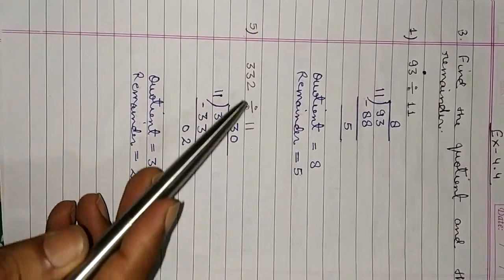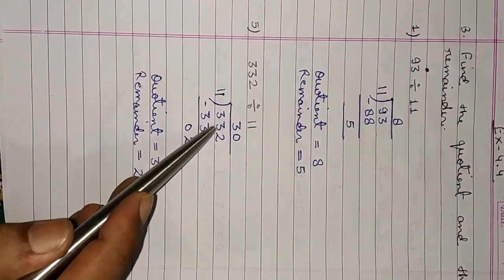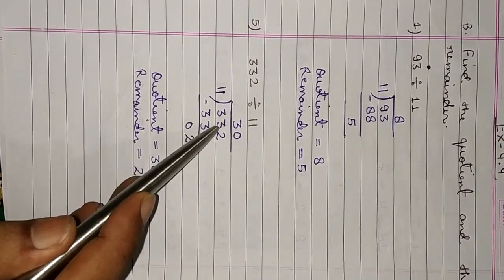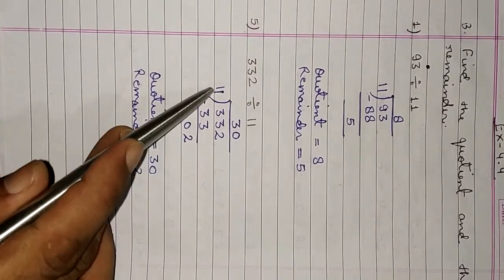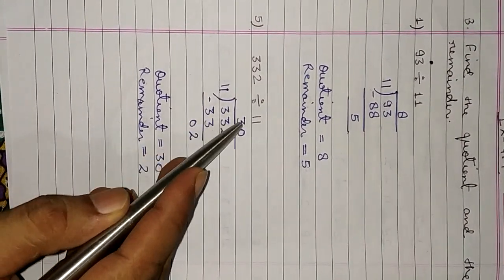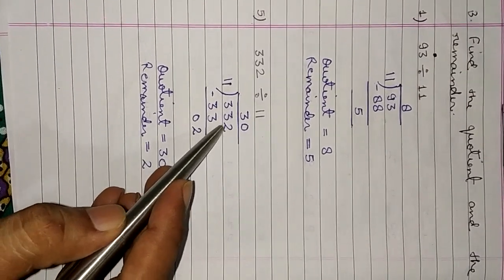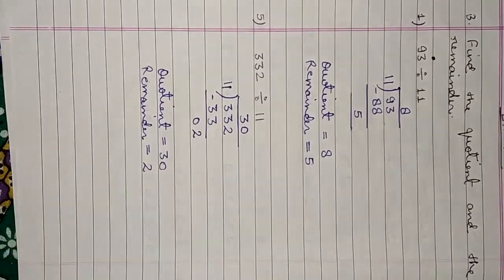In the fifth question, 332 divided by 11. First take 2 digits, okay? 33. 11 3s are 33, so we will start with 3. 33 minus 33 is 0. Now carry 2.